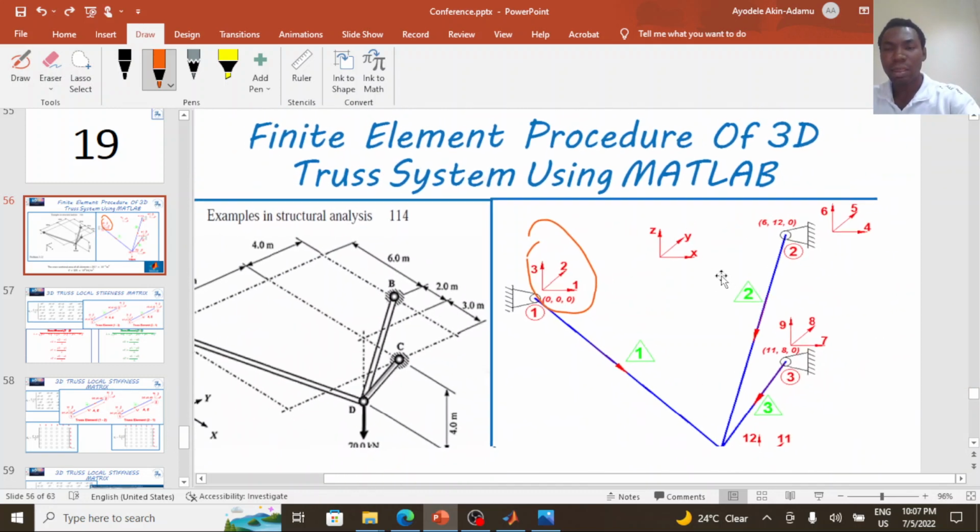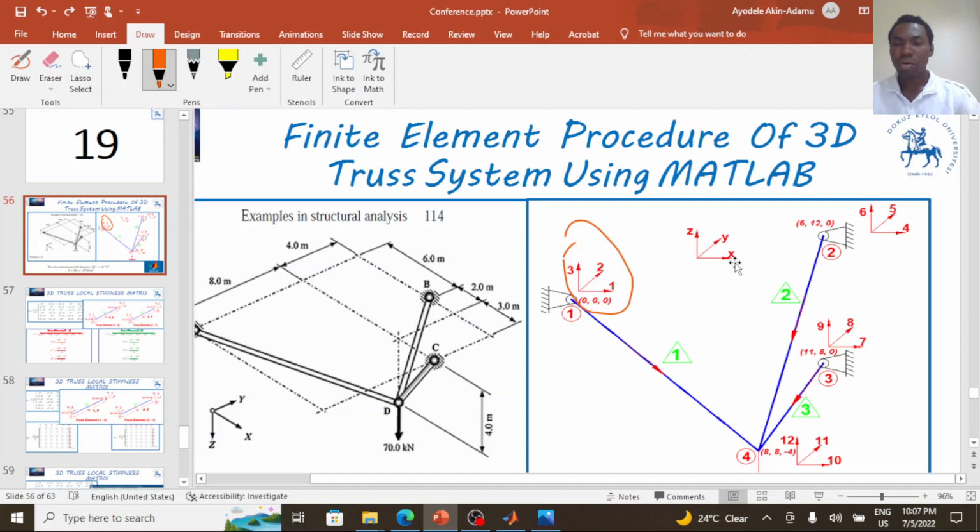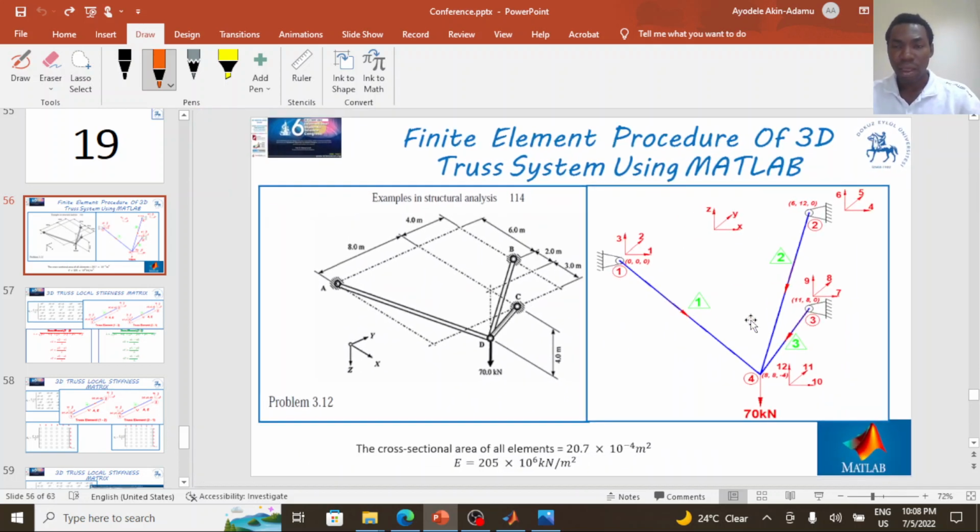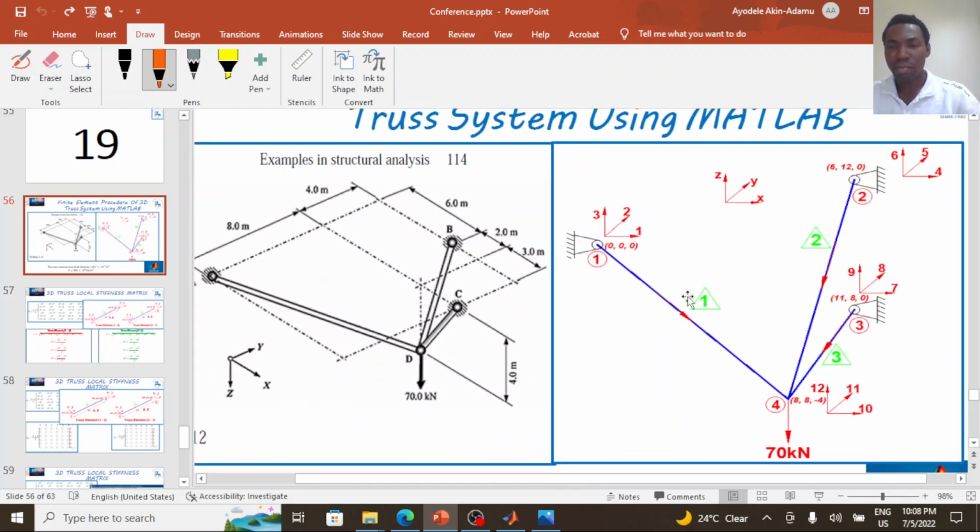Each node has 3 degrees of freedom. So aside from that, when solving a 3D truss problem, the first thing we need to do is define our finite element model. So the first thing I'm going to do is number our elements. We have 3 elements in this problem. So you can see here I numbered this element with number 1.